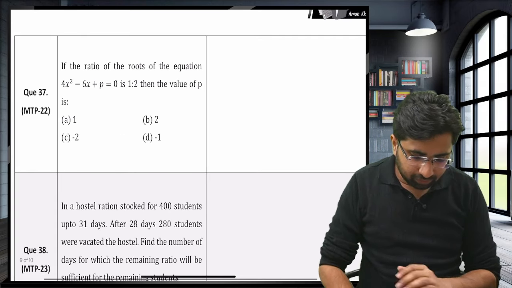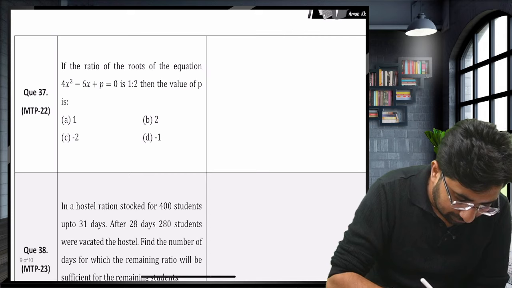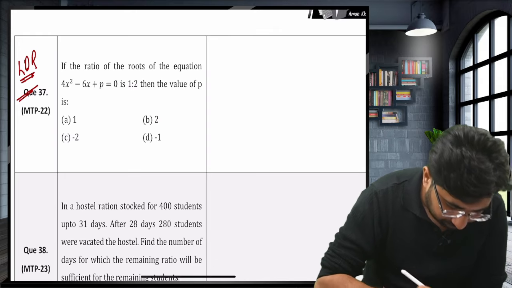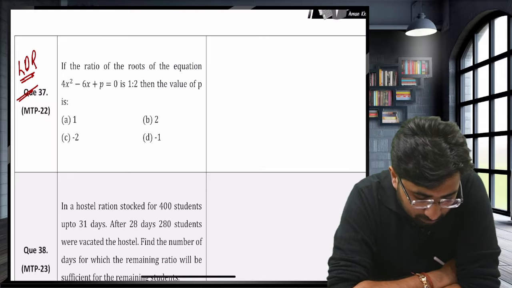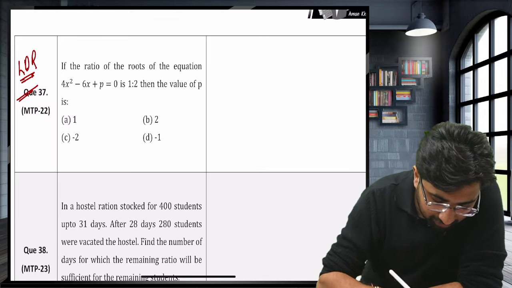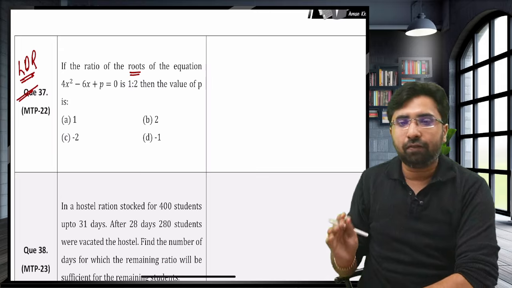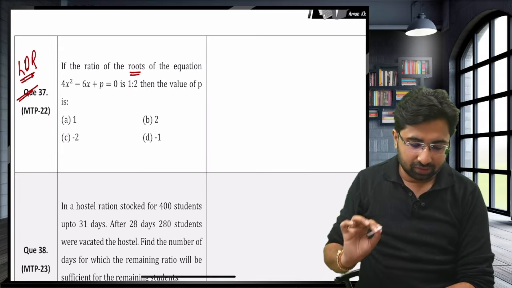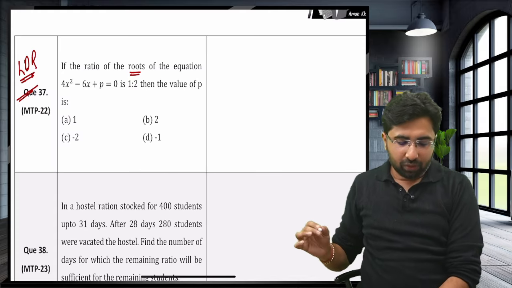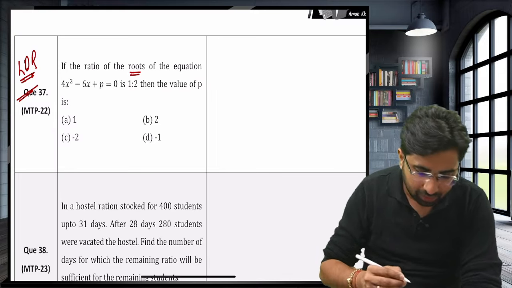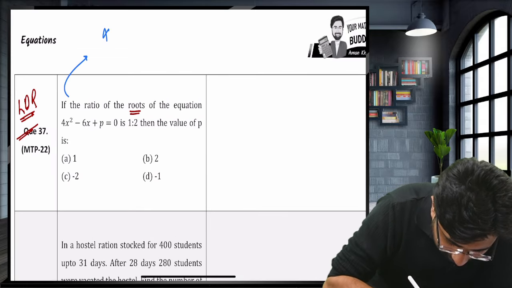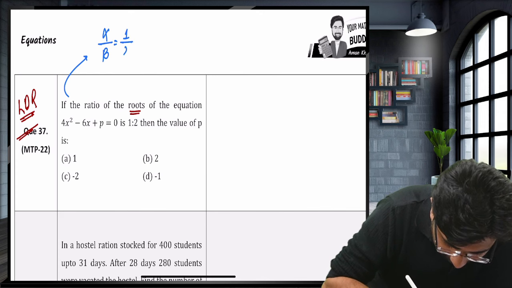If the roots of this equation, mark this question as an LDR. Now let's look at this. If the ratio of the roots, they have given, it means alpha upon beta, let us say one root is alpha and the other is beta, are in the ratio 1 upon 2.